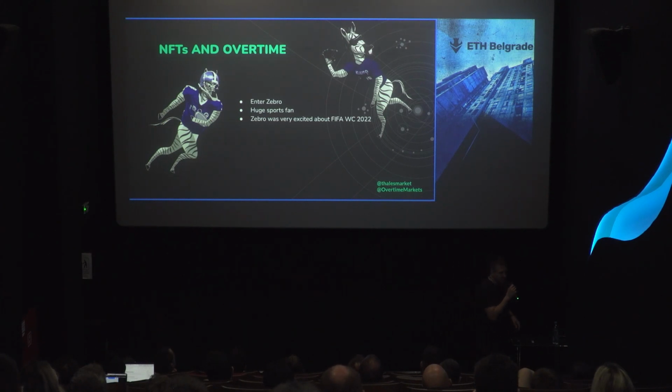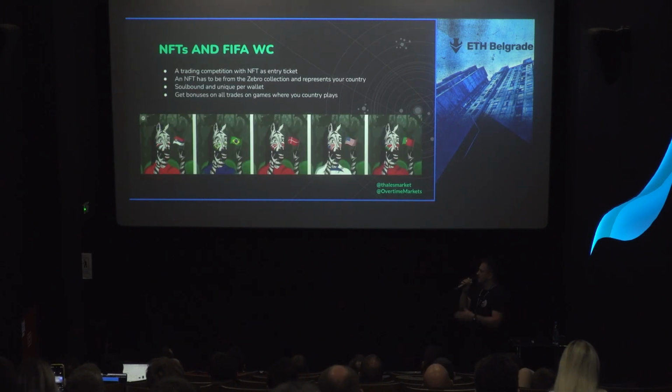So everything so far was mostly about Thales, binary options, and now a little bit of Overtime and how we use NFTs in Overtime. Zebro is Overtime's mascot per se, and he's a huge sports fan. And last year we had the biggest event, the event that happens every 4 years, the FIFA World Cup. And Zebro was very excited about it, and obviously we wanted to do something special for the event. So we were motivated by this Panini collection everyone does for the World Cup. Zebro loves all teams. He was wearing the jersey and the flag of each team.